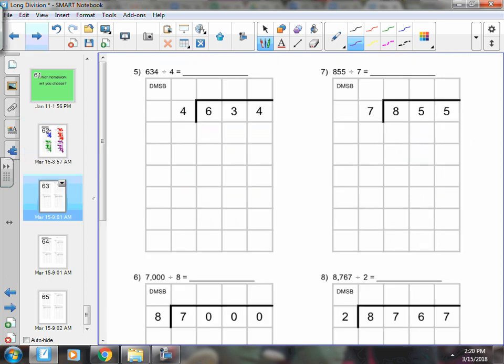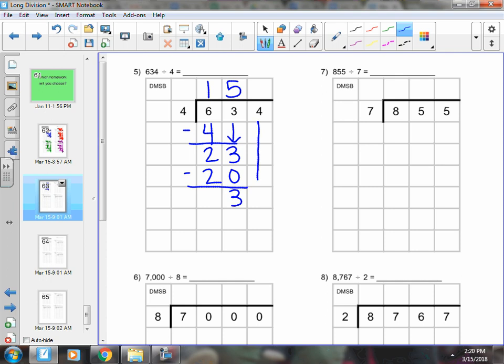And on the back, 634 divided by 4. We're thinking groups of 4. One group of 4. Multiply. Subtract. Bring down. How many groups of 4 will fit inside of 23? 5 groups. Multiply. 5 times 4 is 20.